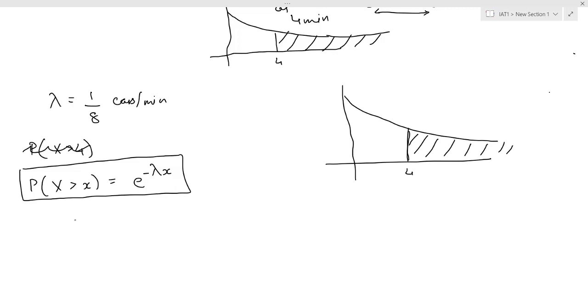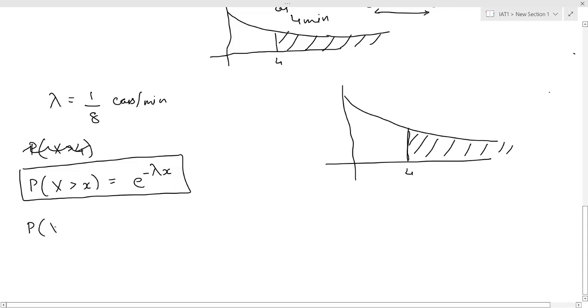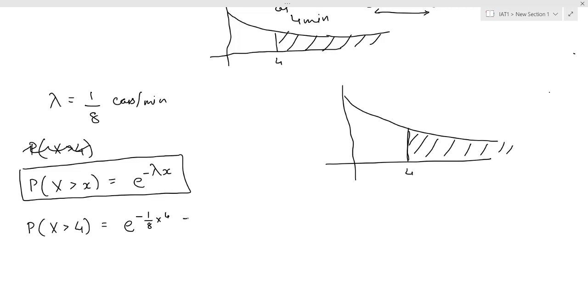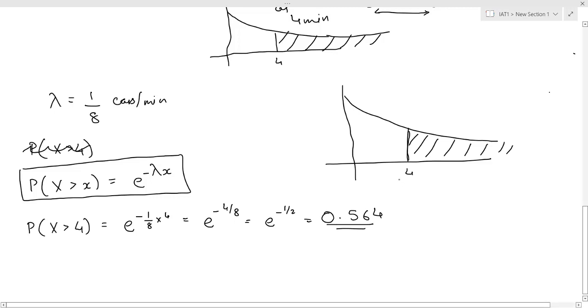So we can substitute the value in this. So what is going to be the probability of X greater than 4? We are going to put e raised to minus lambda, which is what? 1 by 8, into 4. So it is going to be e raised to minus 4 by 8, so it is going to be e raised to minus half. So we can put this in our calculator. If we put e raised to minus half in our calculator, we get the probability as 0.564.